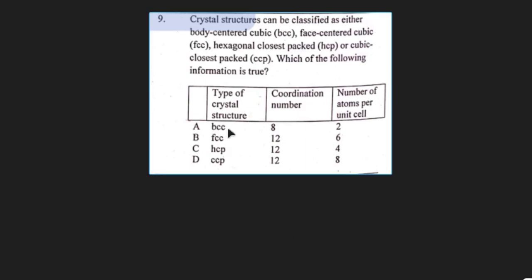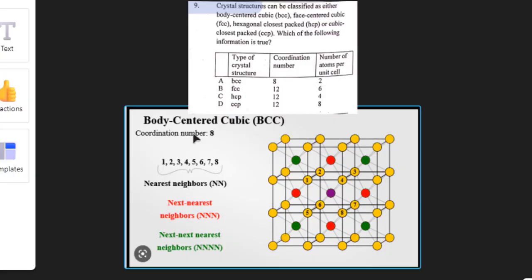For body-centered cubic, it has a coordination number of 8 and 2 atoms per unit cell. A appears to be a clear answer. So body-centered cubic has a coordination number of 8 and 2 atoms per unit cell. So our best option is A.